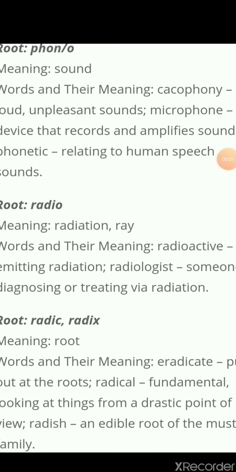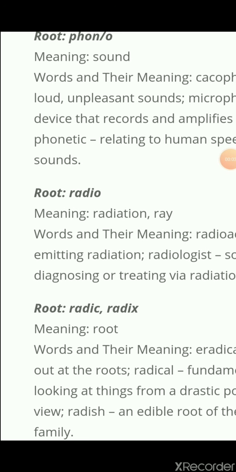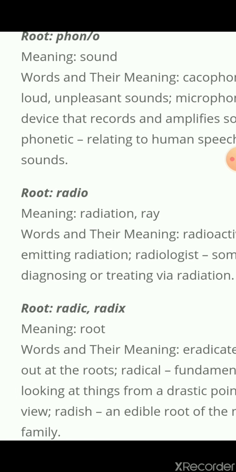Moving ahead with the next root, that is PHON or PHONO. Phone, something related to sound. So wherever you are getting such a root, 95% I am telling you, please don't get confused. 95%, and what about 5%? That is exceptions. You will be getting exceptional cases as well in English grammar.